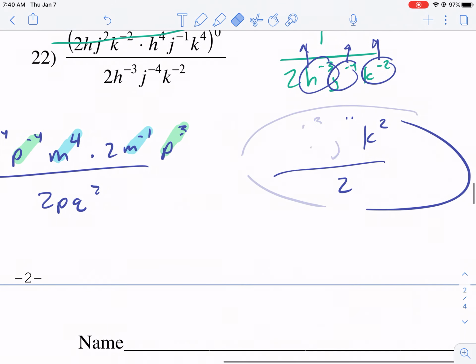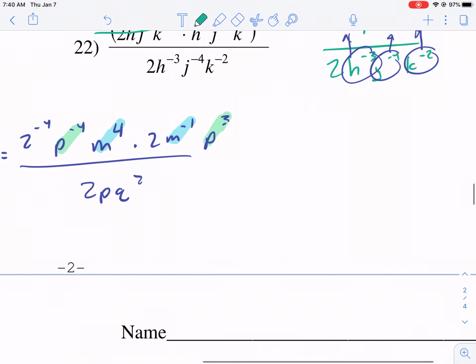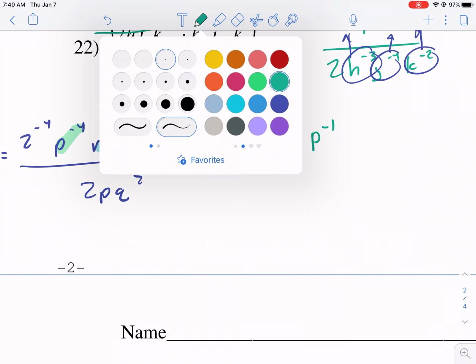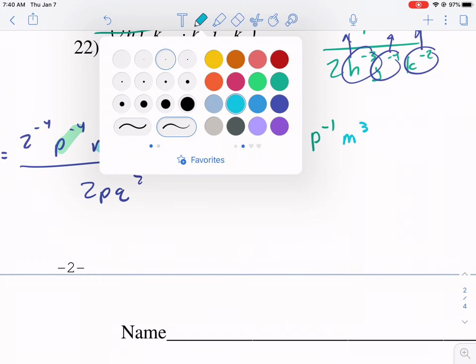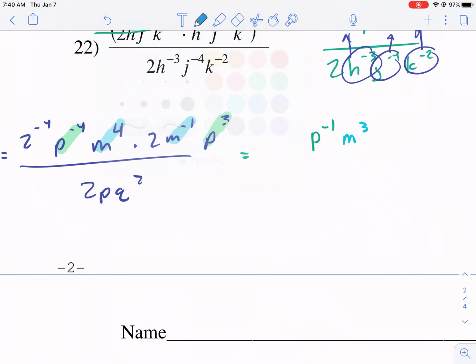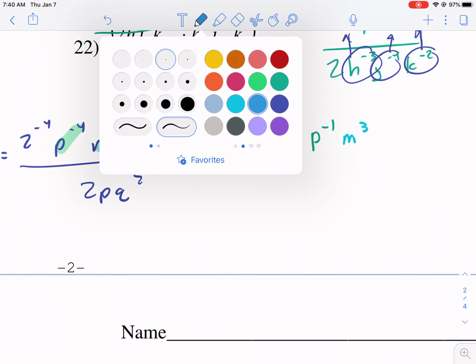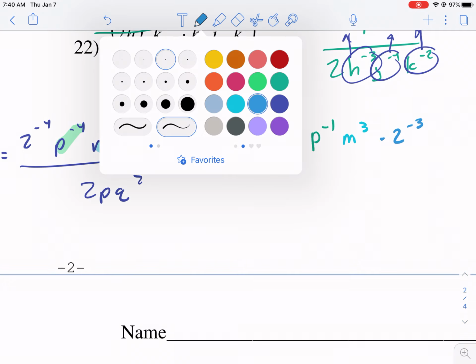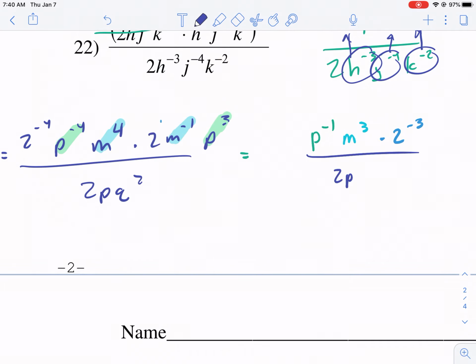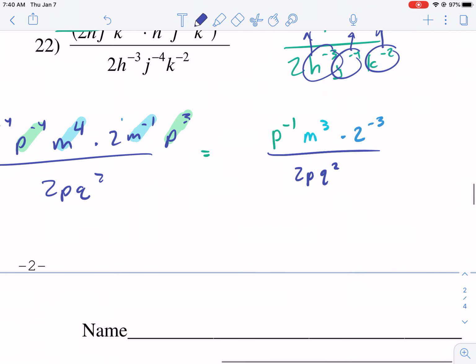So let me erase this over here. Write it down if you need to. Oh, almost out of time. So I have p to the negative 4th times p to the 3rd. I'm going to get p to the negative 1, and then my m. I'm going to get m cubed. Okay, and then my 2's I can combine also. That's 2 to the 1st power, so I'm going to get 2 to the negative 3rd. So times 2 to the negative 3rd. And then over 2pq squared.